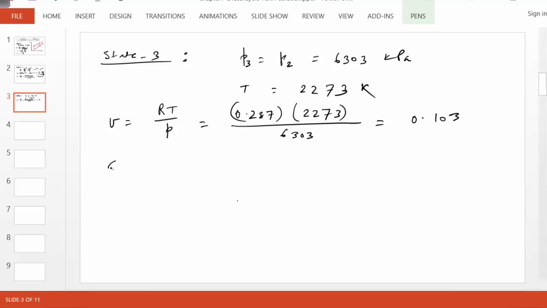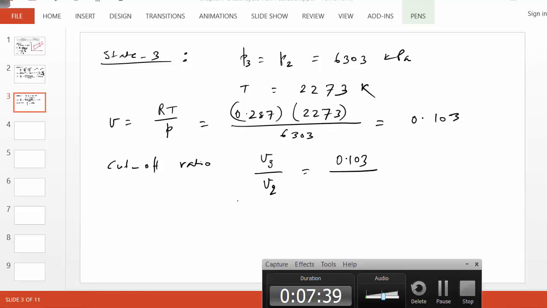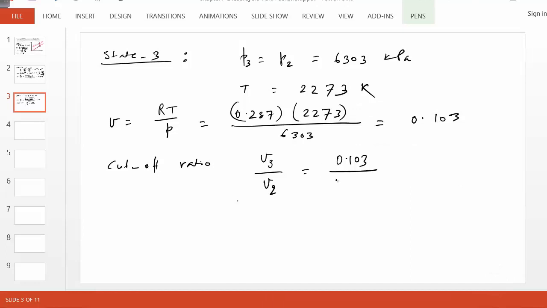Suppose one of the questions is to find the cutoff ratio. So what is the cutoff ratio? Recall, cutoff ratio is simply the volume at the end of heat addition after the fuel is sprayed, relative to the initial volume, which is V2. Initial meaning after the isentropic compression, the volume is V2. That's when the fueling starts. V3 is when the fueling ends, heat addition ends. So V3 is 0.103 and V2 is 0.044, and that gives us a cutoff ratio of 2.34. So rc equals 2.34.